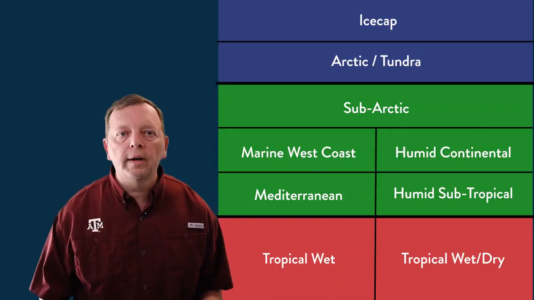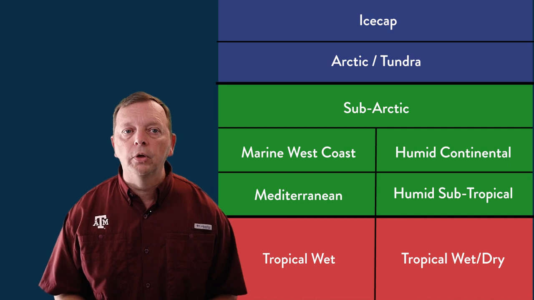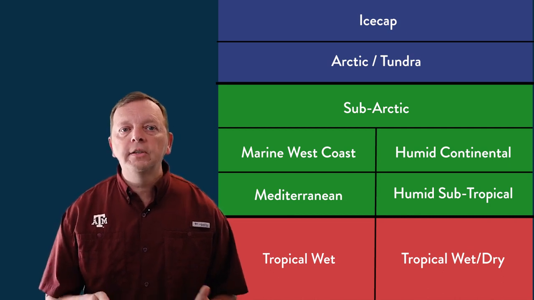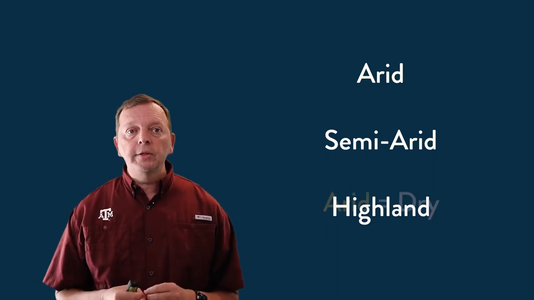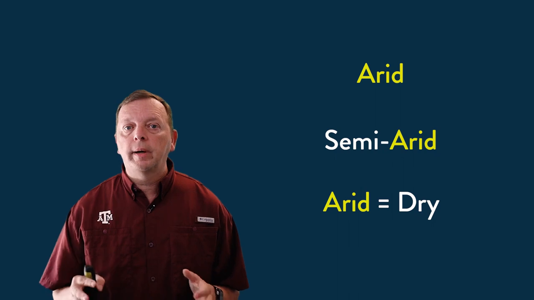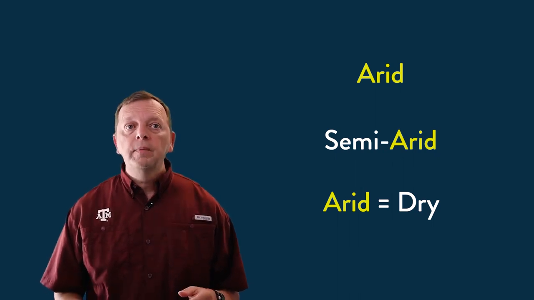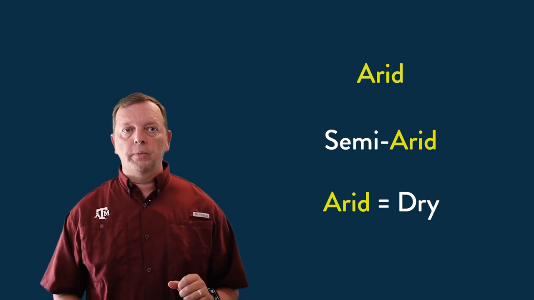So on our graphic organizer, we find we can easily divide these 9 climates by latitude. But there are 3 climates that can exist at any latitude. These are the arid, semi-arid, and the highland climates. The word arid literally means dry, and that's exactly what arid or semi-arid means. They're dry. In fact, these 2 climate types are classified due to the amount of precipitation they receive.